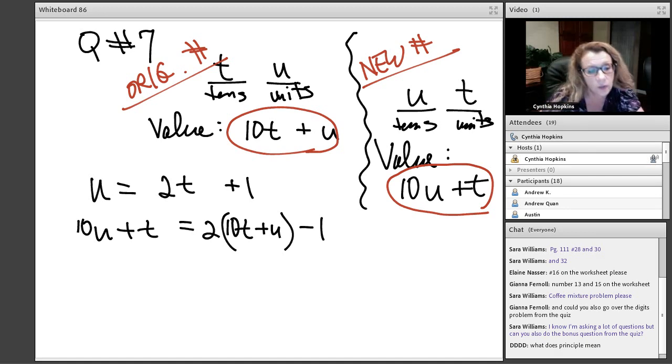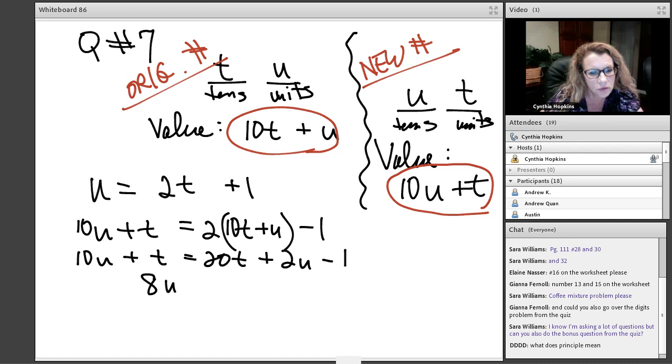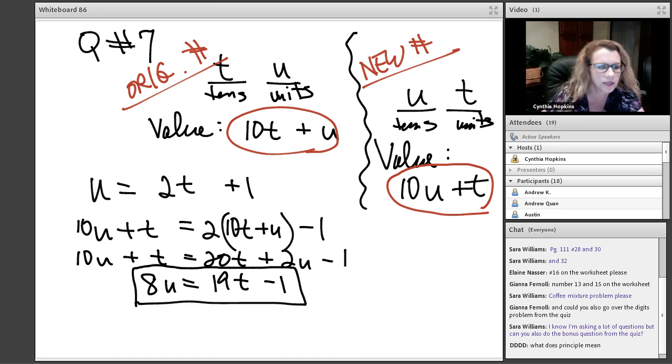Okay, the second equation is a little complicated, so I'm going to simplify it. So it's 10u plus t equals, I'm going to distribute my 2. So I get 20t plus 2u minus 1. Let's get the u's together. So if I subtract 2u, I get 8u. I'm going to subtract 1t, that gives me 19t, and then I still have my minus 1. So here's my simplified equation after I distributed and combined like terms.